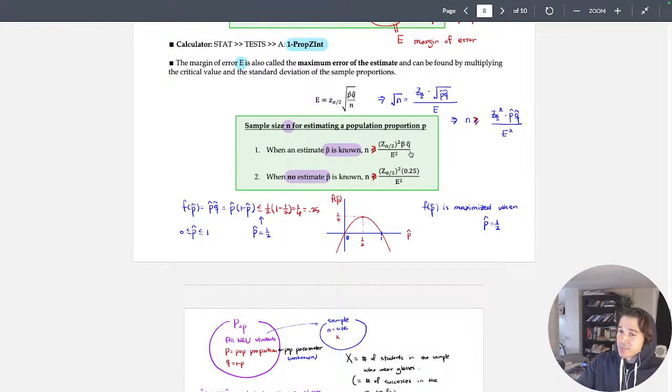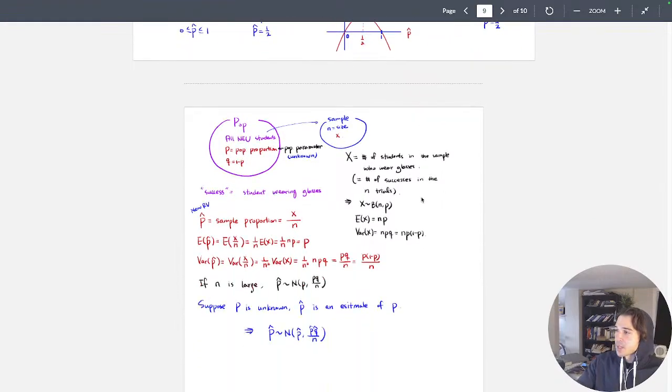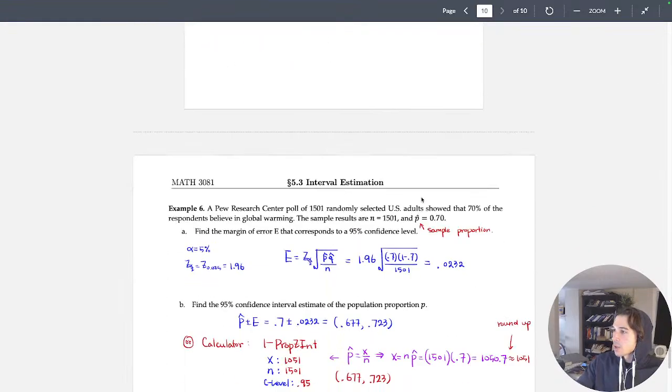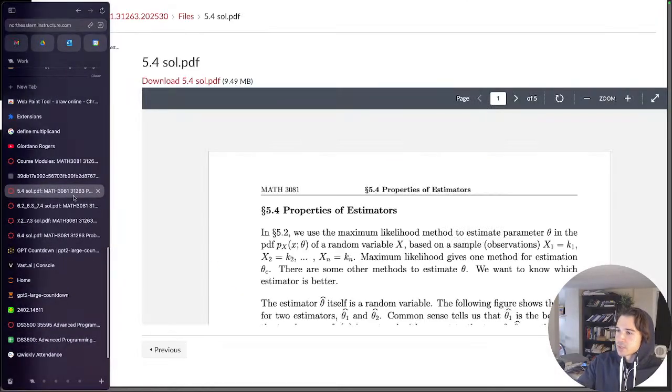And the way I think about it, which could be completely flawed, I don't know, is, if you don't have an estimate for the proportion and you just assume that it's 50-50, then p hat times q hat becomes 0.25. My teacher didn't explain it like that. That's what makes sense to me. But we'll keep rolling. And these are all examples. Cool. So yeah, very simple section.